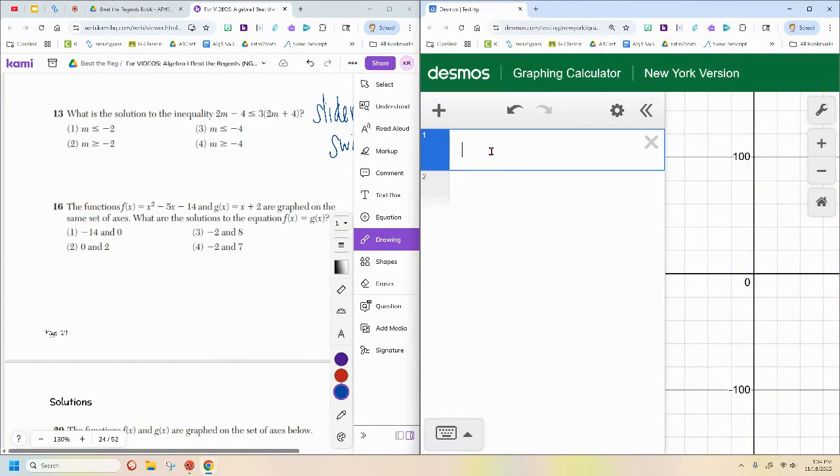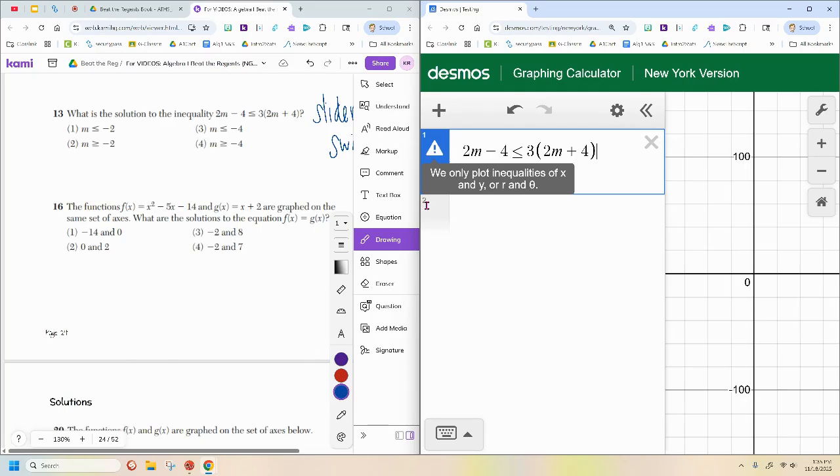All right, so I have 2m minus 4 is less than or equal to 3 times 2m plus 4. All right, so 2m minus 4 is less than the 3. Okay, so let's see what this is. Warning is, we do not plot inequalities. We only plot inequalities of x and y or r and theta.